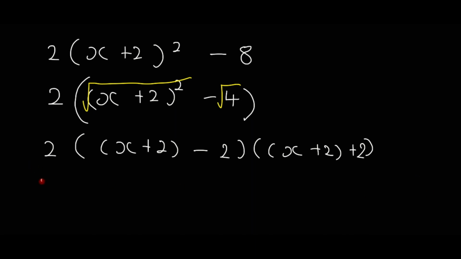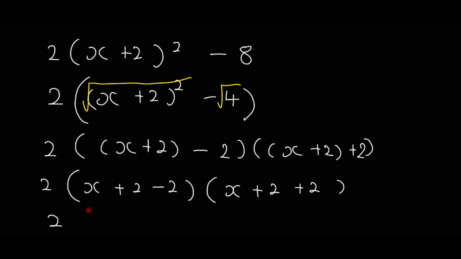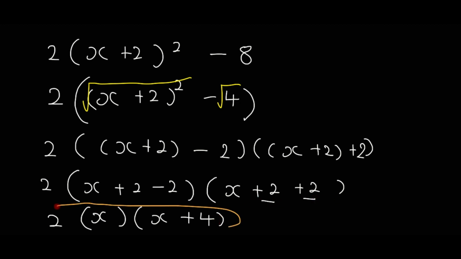So from there, I can simplify this because I have like terms. We have x plus 2 minus 2, and this one we have x plus 2 plus 2. So the 2 minus 2 cancel, and we are left with x. And then this one, x plus 2 plus 2, this is x plus 4 because 2 plus 2 is 4, and then this is our final answer.